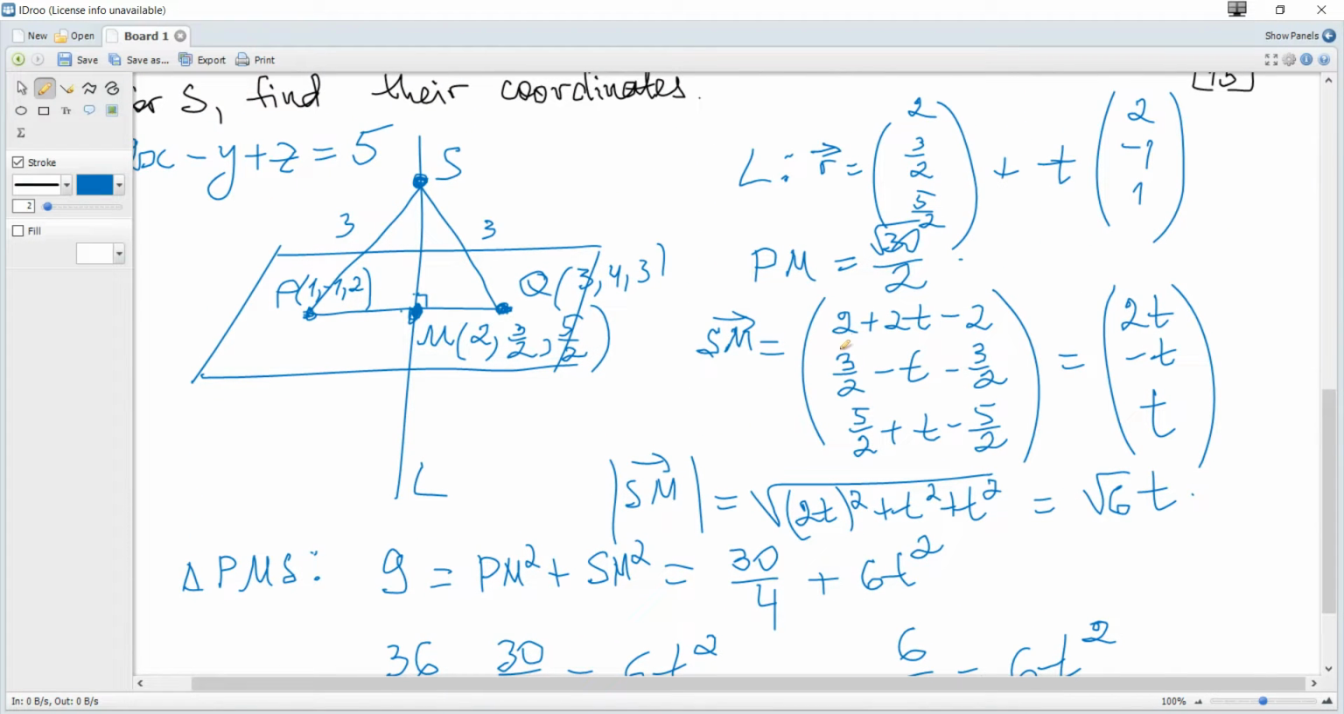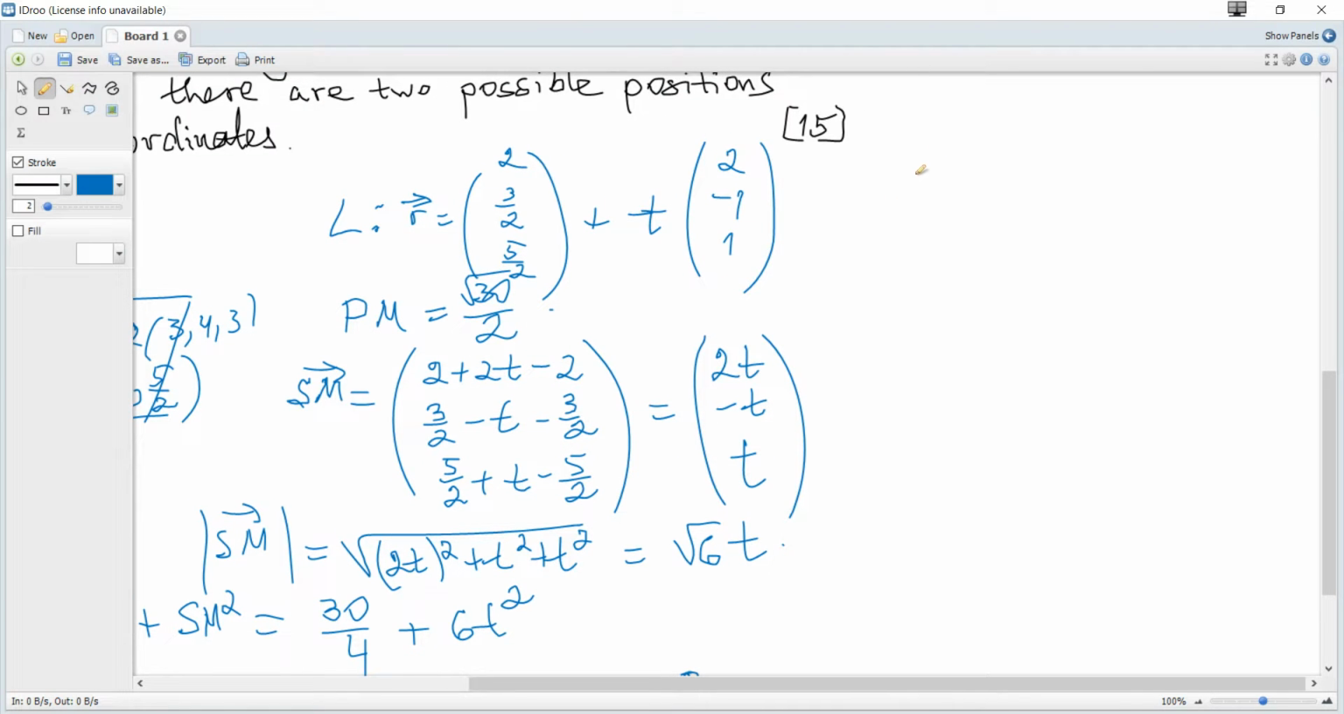Hence the required coordinates become, we just substitute, for t is plus a half, the first possible point S1 has the next coordinates: 2 plus a half multiplied by 2, it's 1, so it's 3; 3 over 2 minus a half, it's minus 2 over 2, minus 1, it's plus 1; and 5 over 2 plus a half, it's 3. So 3, 1, 3.